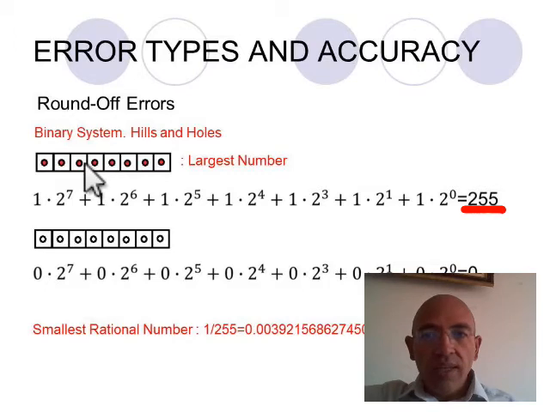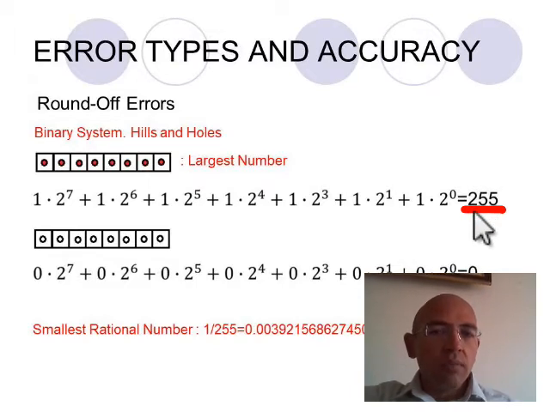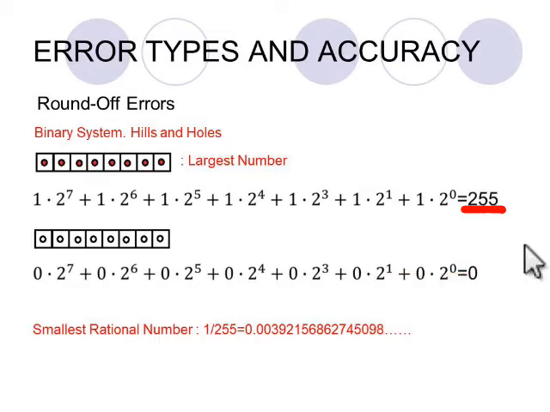So if you have an 8-bit system, the maximum value that you can define is 255. So this is the largest number that you can define in a binary system. And of course, the smallest value is 0. Now, the largest number defines the smallest rational number, because you divide 1 by 255. And therefore, the smallest number that you can define in an 8-bit system is 0.00392, and it goes like this. This is the smallest rational number that you can define.